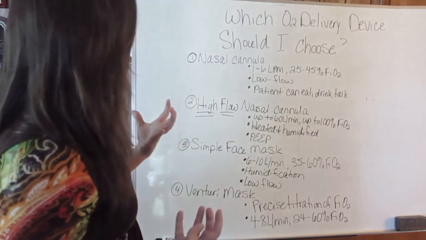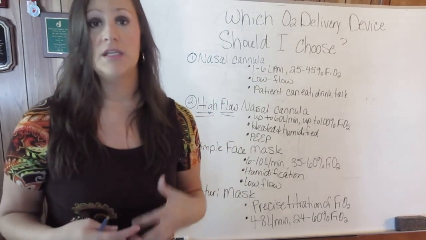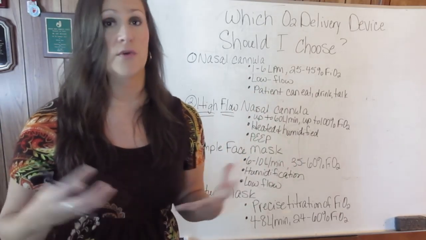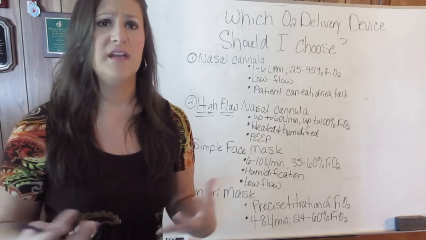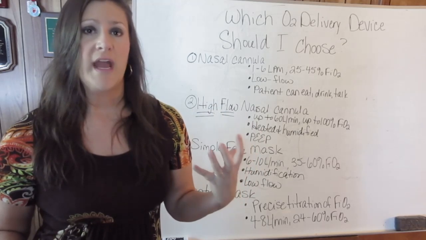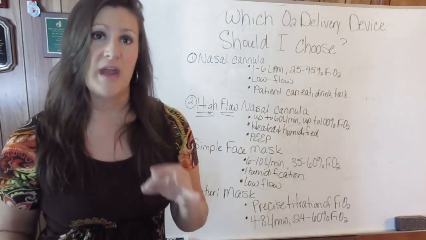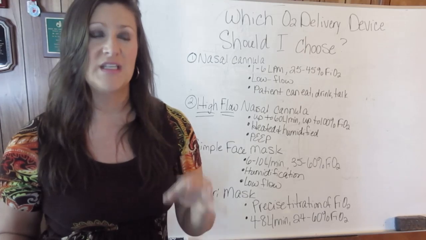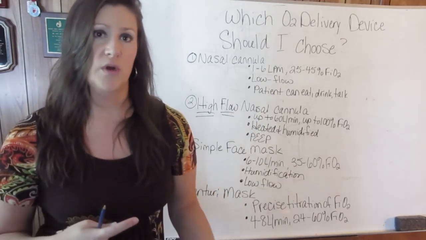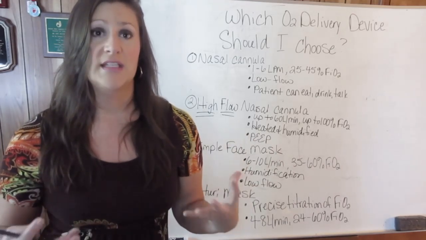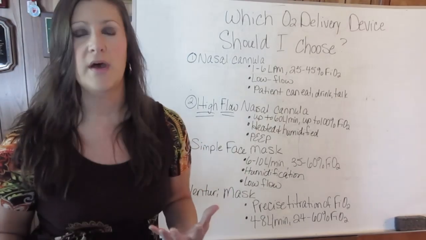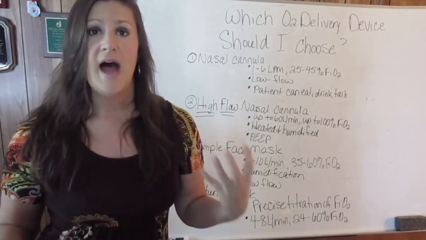All right. Now, it is considered a low flow device. Your program may break up these delivery devices into high flow versus low flow. Basically, high flow versus low flow means, are we able to give a precise amount of FiO2 with this device? And if not, then it's going to be put into the low flow category. If we can deliver a precise amount of FiO2, such as with the Venturi mask that we're going to talk about, that's going to be considered a high flow device.